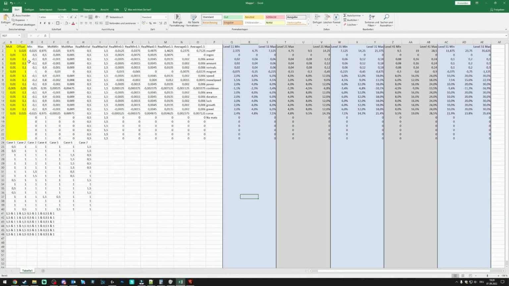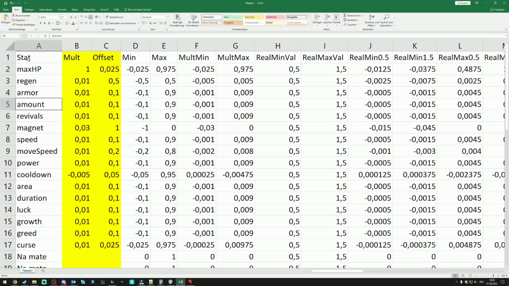Okay, there's a lot to take in, but we don't actually have to care about most of this, okay? What I did in the beginning here is I just wrote down all the values, the multiplicator, the offset that happens later on, the minimum value, the maximum value that we can expect out of them. Remember these two values? Yeah, they're exactly them.